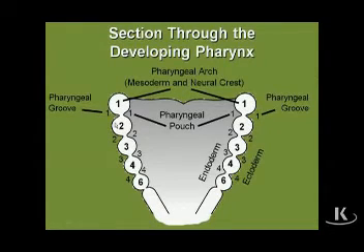Now, when I say it's formed from the first arch and the second arch, remember that those arches are filled with mesoderm and neural crest. And as we'll see shortly, the neural crest cells that are in these arches will largely go on to become skeletal structures, either cartilages or bones or ligaments. So since the pinna is largely made up of cartilage, it's the neural crest of the first and second arch that contribute to the pinna.